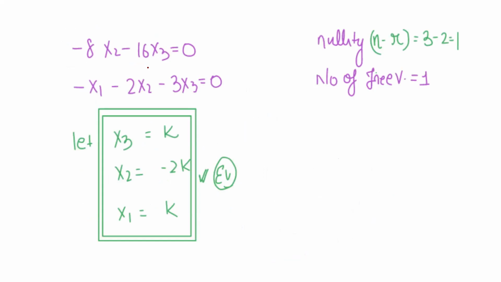x3 is equal to 2. So there is a relation in this. From this equation there is a relation x2 is equal to minus 2x3. So that means x2 is equal to minus 2k and x1 and x2 is equal to k.